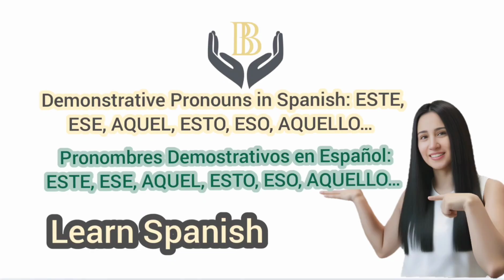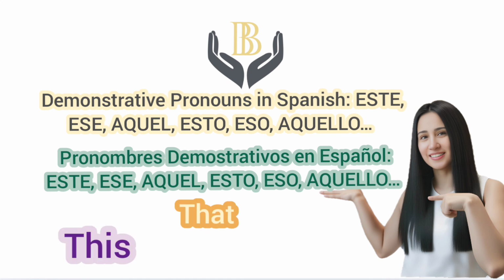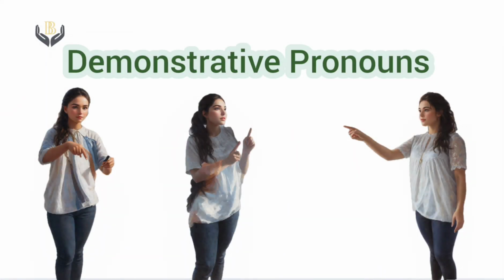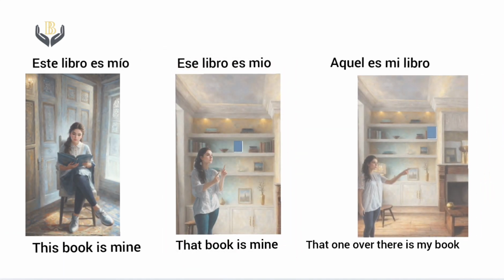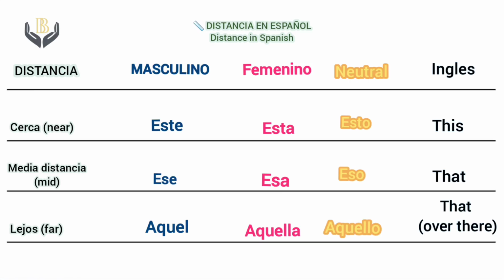Hi everyone! Today we are going to learn about demonstrative pronouns in Spanish. You will finally understand how to say this, that, those in Spanish. But first we need to know what demonstrative pronouns are. They are words we use to point out or indicate objects, people, or ideas, depending on their distance from the speaker. In Spanish, they also have gender: masculine, feminine, and sometimes neutral.